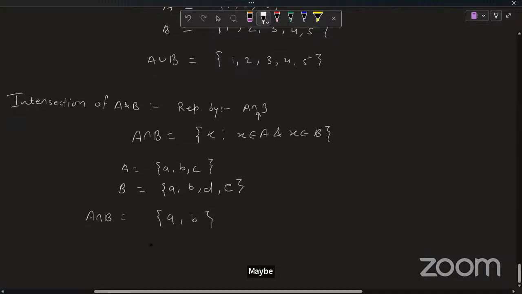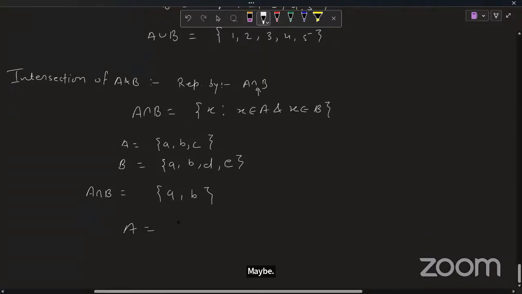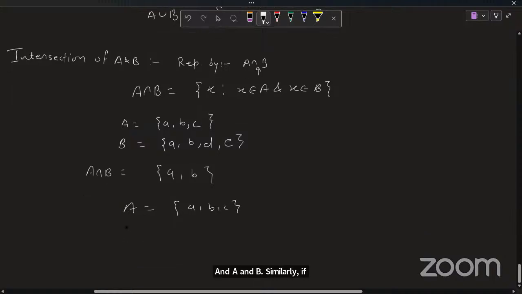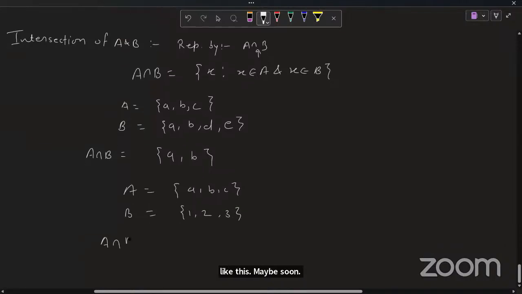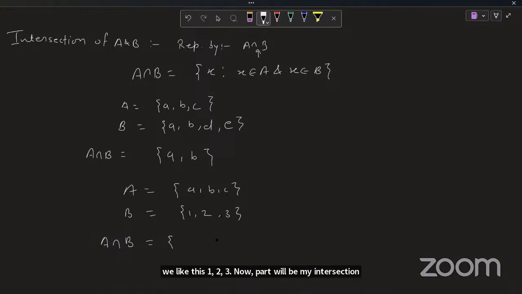Similarly, if I give you the example A, B, C, and B like this: 1, 2, 3. Now, what will be my intersection? There is no common element, so this will be empty, right? Empty set. Understood?